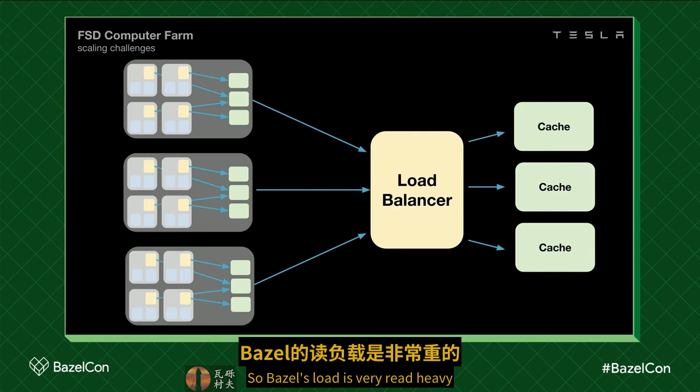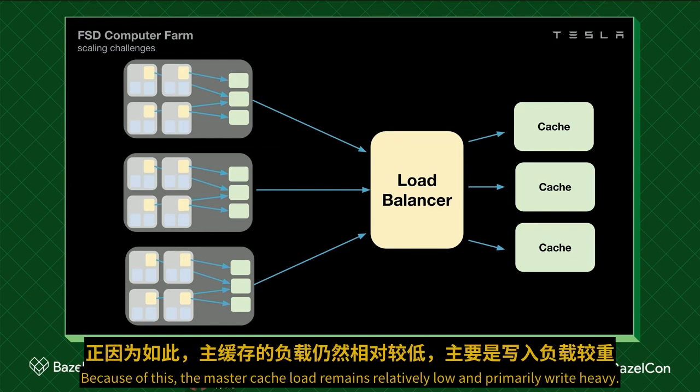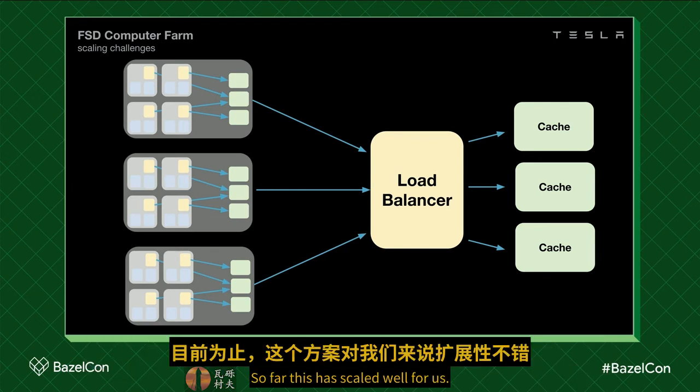So Bazel's load is very read heavy, and most reads end within the data center. Because of this, the master cache load remains relatively low and primarily write heavy. So far, this has scaled well for us.